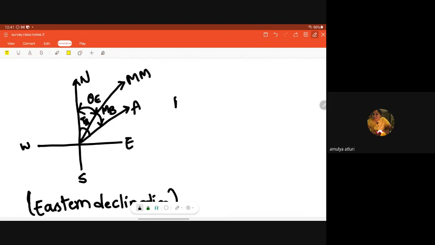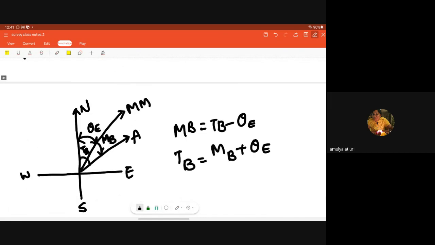Here my magnetic bearing is equal to true bearing minus theta e. So what is my true bearing? Magnetic bearing plus theta e. Okay, got it? So this is your magnetic declination in these cases.